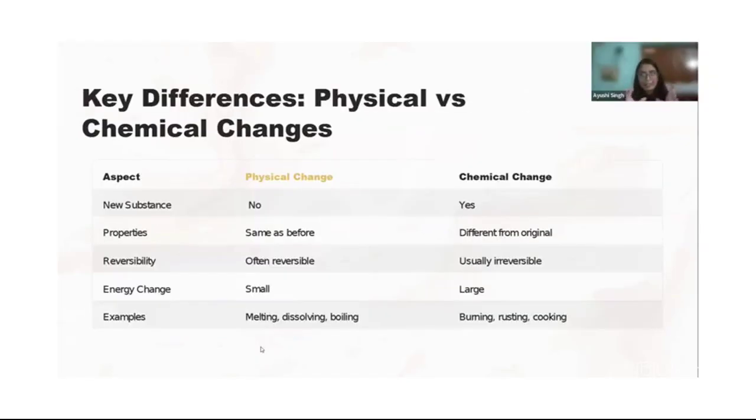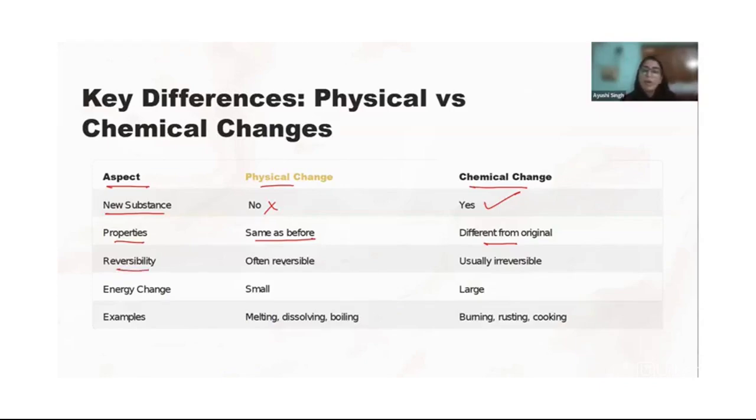So here you can see the difference again now. If we look at the aspect, new substance: is it being formed in a physical change or not? No, it is not being formed. In a chemical change, is a new substance formed? Yes, it is. Now, properties. A physical change leaves the same properties as before, because it was paper, right? And if I tear it or color it, it is going to be paper only. But in a chemical change, the properties will also change. To be precise, chemical properties will change. That we'll see later, in higher grades, what exactly I mean by that.